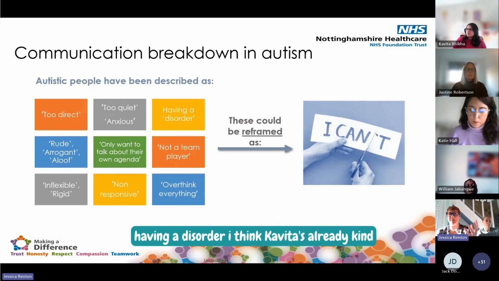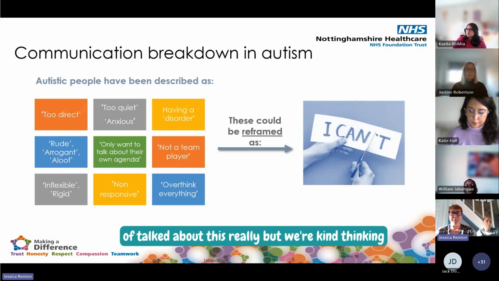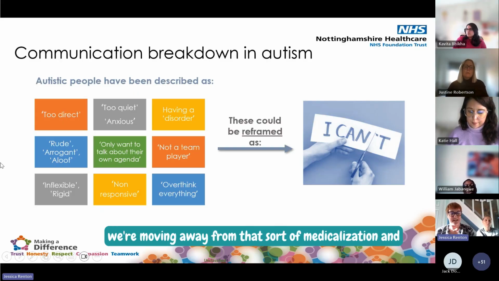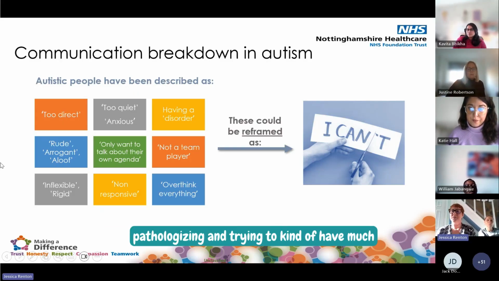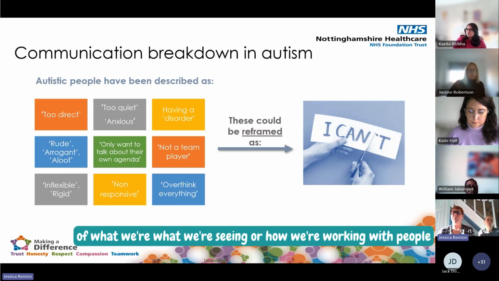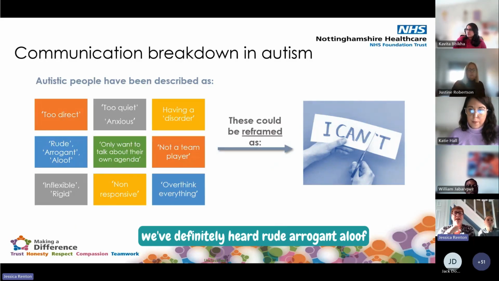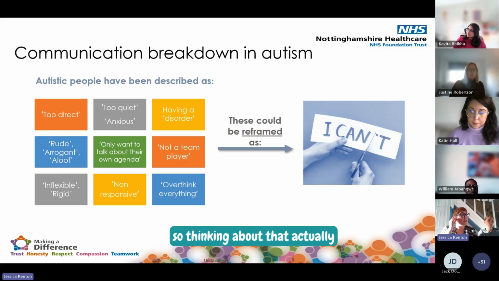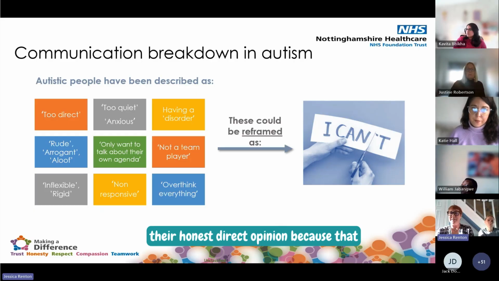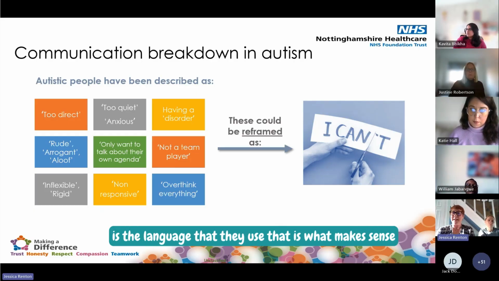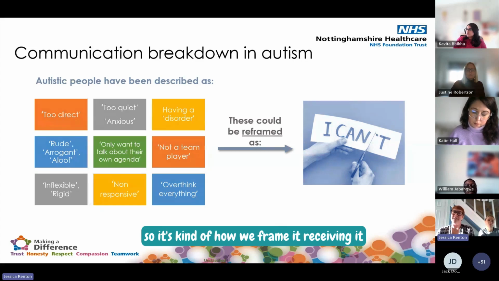Having a disorder, I think Kavita's already talked about this, but we're thinking about differences, not disorders, and moving away from that medicalization and pathologizing and trying to have a much more neuroaffirmative consideration of what we're seeing or how we're working with people. We've definitely heard rude, arrogant, aloof in terms of how people can be perceived. So thinking about that, actually the person is giving you their honest, direct opinion, because that is the language that they use. That is what makes sense. So it's how we frame it in receiving it.